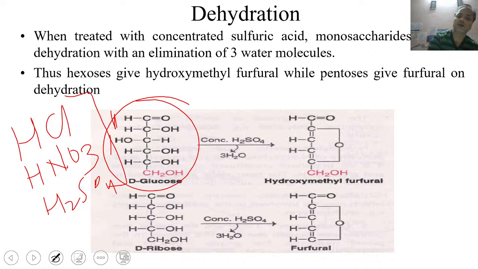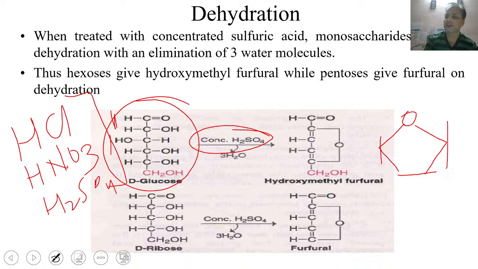If glucose reacts with sulfuric acid, hydrochloric acid or nitric acid, meaning any strong acid, any dehydrating agent, 3 molecules of water go out, and ultimately a ring structure will form. That ring structure will be roughly like this, and it will have 2 different groups at different places. That structure I am going to show you. So the monosaccharides go for dehydration, and extreme dehydration removes 3 molecules of water. The product we get is called a furfural derivative.